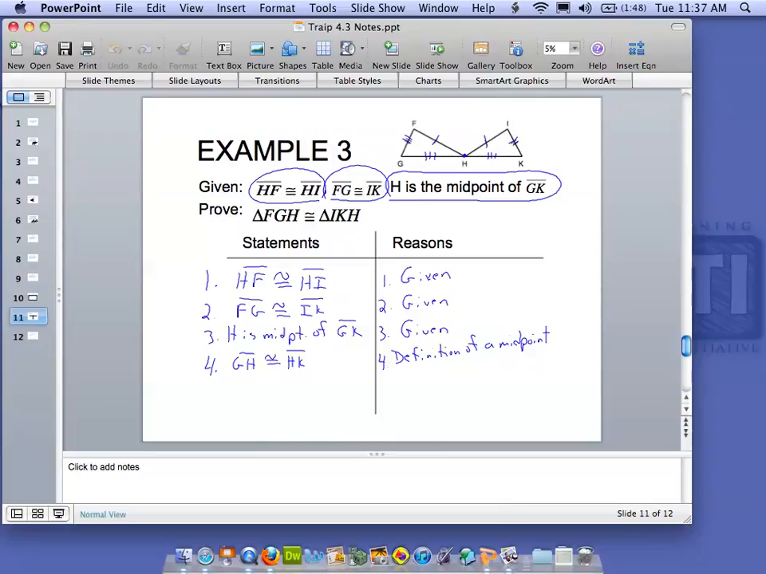And now if I look at my two figures and how they've all been marked up, I know I have enough to say what it is that I'm trying to prove. I'm trying to prove triangle FGH is congruent to triangle IKH. And I can now say that because of the side postulate. I have three sides of one triangle congruent to three sides of another triangle. That is how we do formal proof.